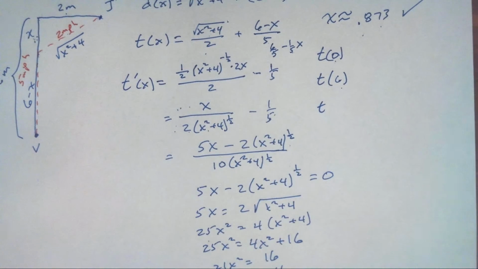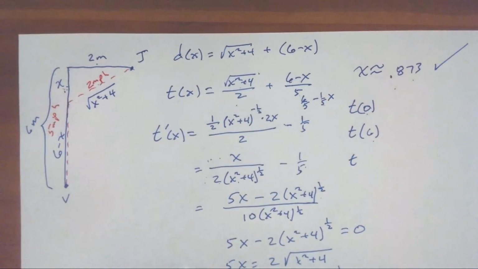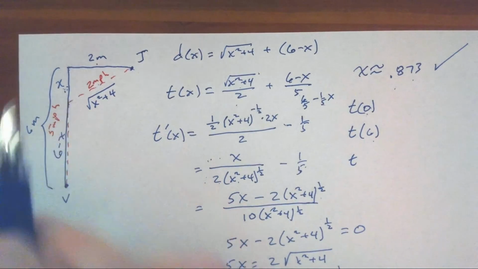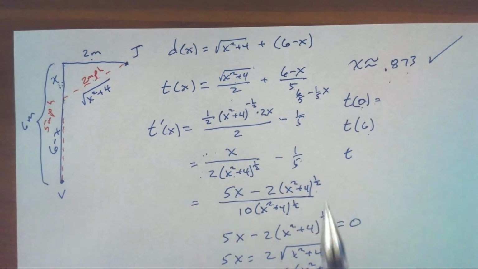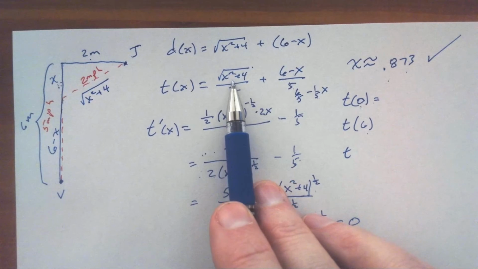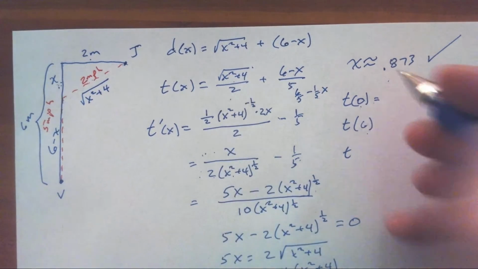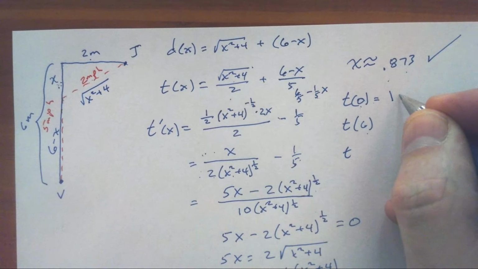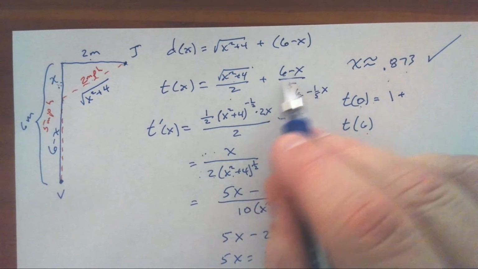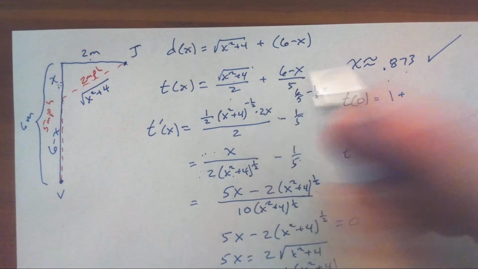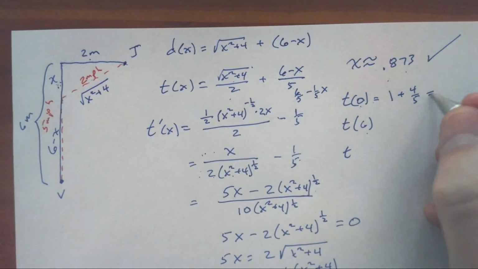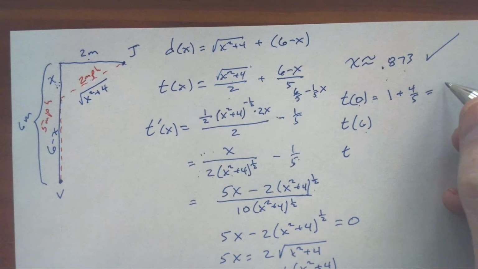Does it ask for our total time? Let's see. Go back to take a look at this. Where should she land her boat to reach the village in the least amount of time? Well, it's either going to be at 4 on root 21 downstream, or 0. If I put in 0, what's our time here? Our time would be square root of 4, 2 on 2. That would be 1. Plus, if I put in 0 here, I get 6/5, so 1 and 1/5 hours.